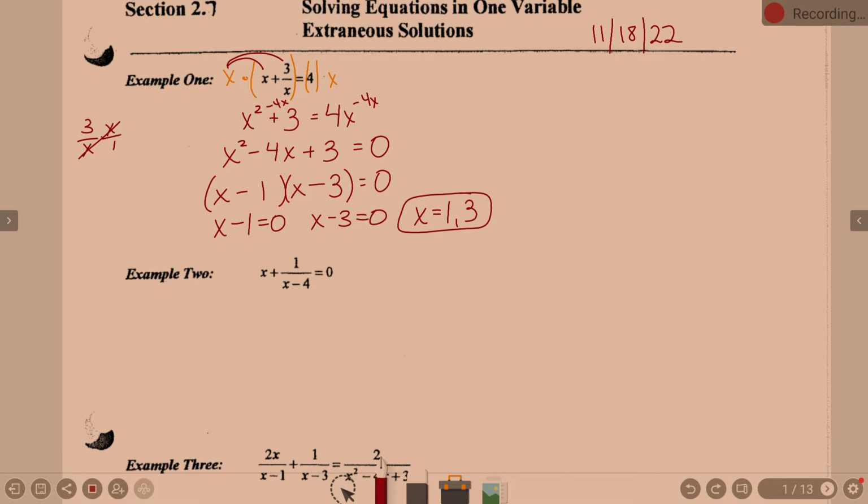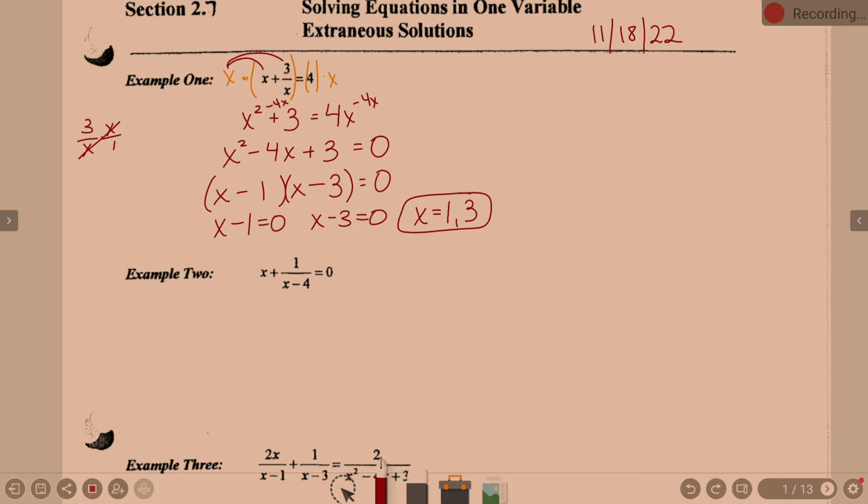Now, part of the concept of this lesson is also learning a little bit more about extraneous roots, extraneous solutions. Do you remember what it means if a solution is extraneous? It's like you plug it in, and it's not a true statement. Okay. So an extraneous solution is a solution that we appeared to get through logical means, but when you check it, it doesn't work for whatever reason.